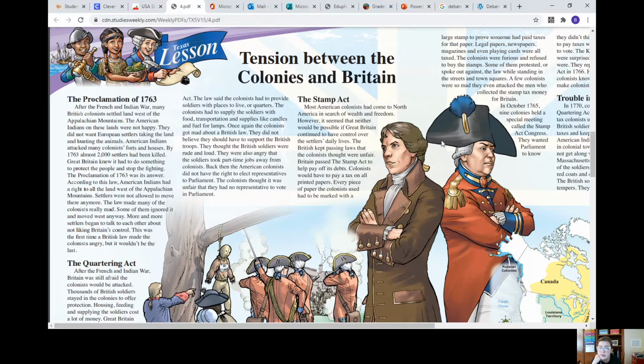The Proclamation of 1763 was its answer. According to this law, American Indians had a right to all the land west of the Appalachian Mountains. Settlers were not allowed to move there anymore. The law made many of the colonists really mad. Some of them ignored it and moved west anyway. More and more settlers began to talk to each other about not liking Britain's control.